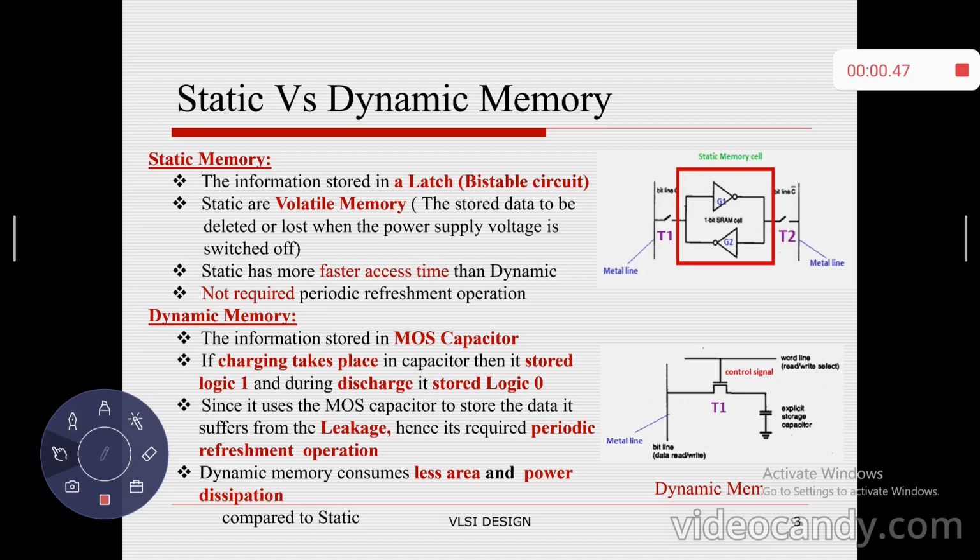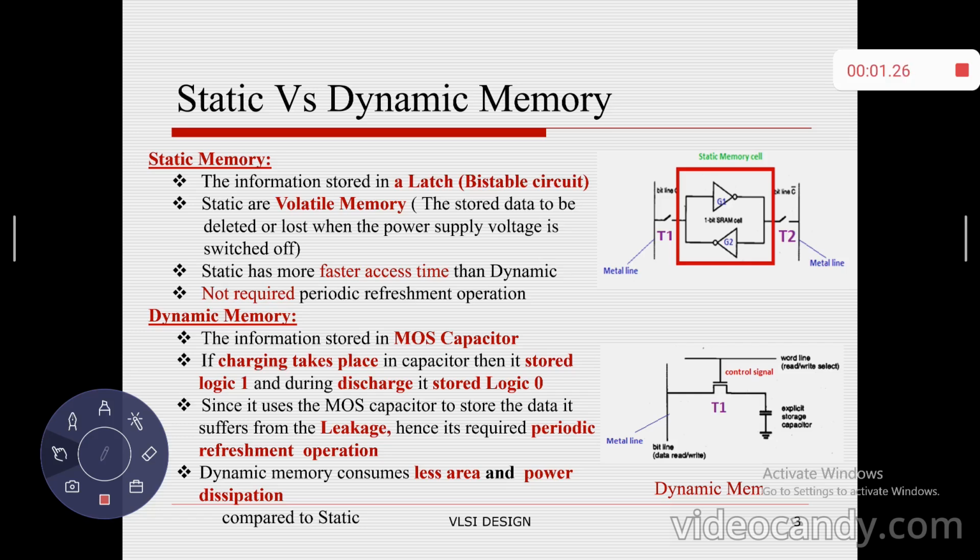So let me explain the basic difference between static and dynamic latches. If I take static memory, the memory cell is made up of a cross-coupled connection of two logic gates, that is, a bistable latch. Kindly look at the figure. Gate 1 and gate 2 are connected in cross-coupled connection, which means the output of gate 1 acts as an input for gate 2, and the gate 2 output is connected to the input of gate 1.